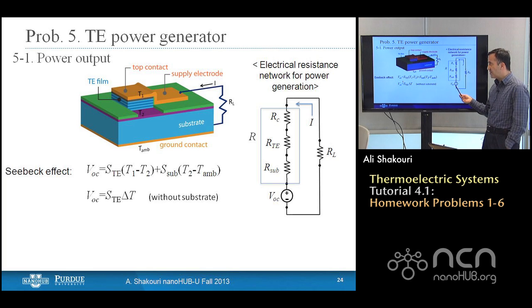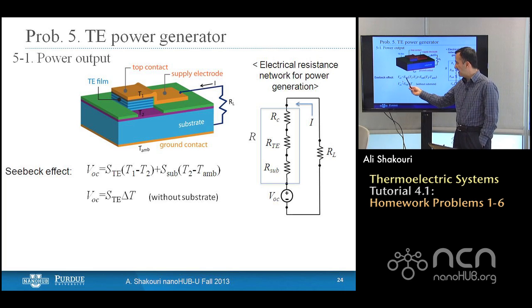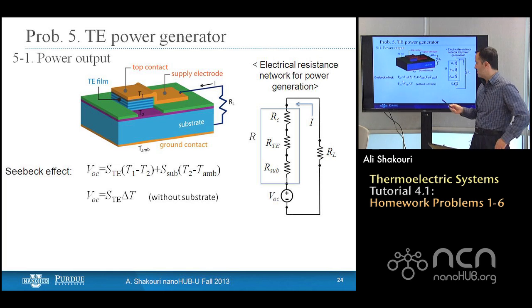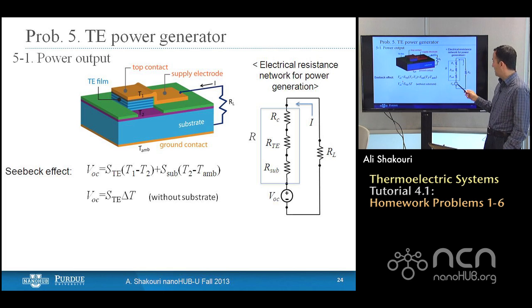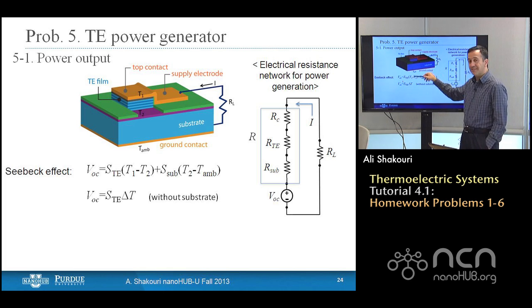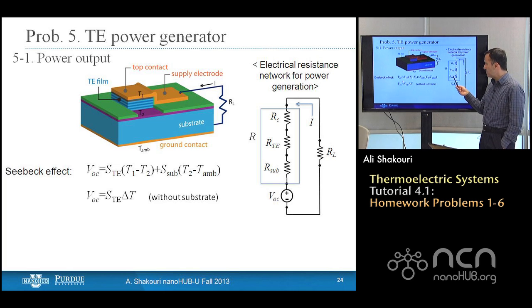It generates an open circuit voltage, which is given by the Seebeck coefficient of the thermoelectric times the temperature difference across the thermoelectric element, plus the Seebeck of the substrate times the temperature difference across the substrate. That's the total voltage generated by these legs plus substrate. But there is an internal resistance, which is given by the resistance of the substrate, the resistance of the thermoelectric, and the resistance of the contact. All of it is now connected to a load, and what you want is to maximize the power going out.